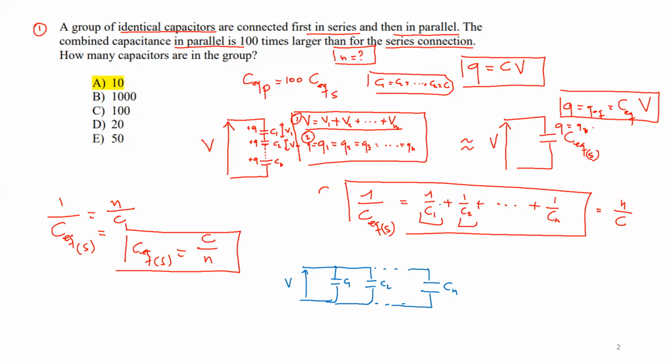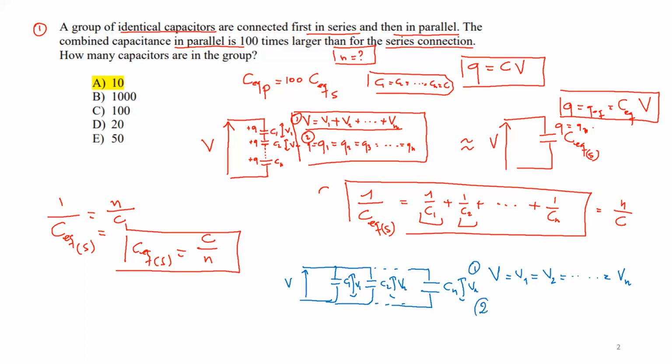So here, what are my two fundamental equations? The voltage V of my EMF is the voltage across capacitor 1, which is equal to the voltage across capacitor 2, which is equal to the voltage across capacitor n. This is V1, this is V2, this is Vn. Across each capacitor, I have the same voltage. So that's my equation number 1.